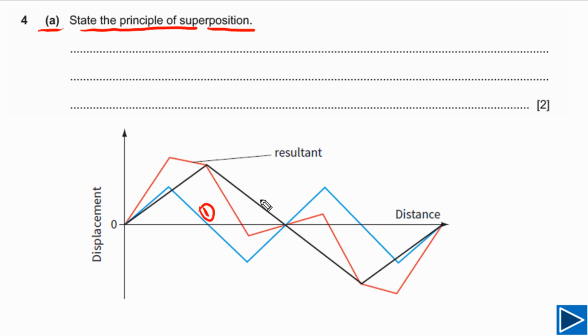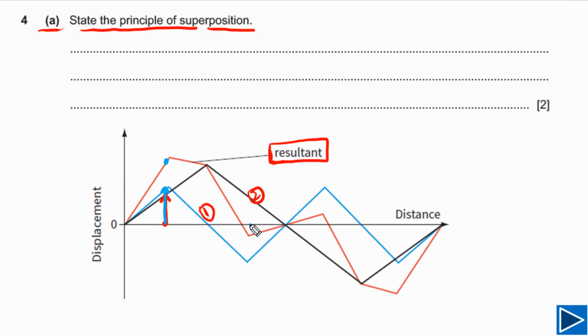Let's say this wave is wave 1 and this is the second wave, and the third one is the resultant wave of these two waves. If you look at this point, you can see the displacement of the black wave. But at the same point, the second wave, the blue wave, also has a displacement. If we add these two displacements together, we can find the displacement of the resultant wave. Simply, you need to add the displacements of these two waves.